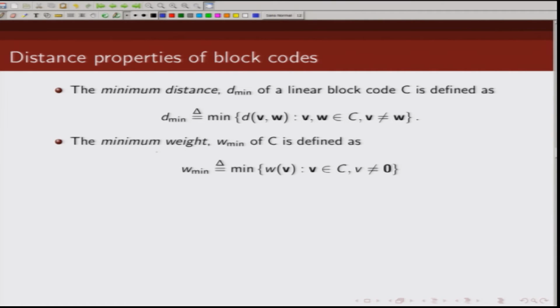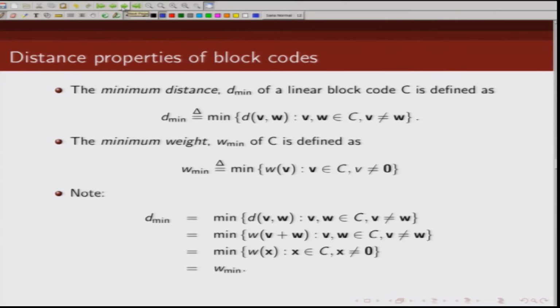Similarly, we will define the minimum weight of a code. The minimum weight of a code is defined as the minimum Hamming weight of a non-zero code word v belonging to this linear block code C. It is easy to show that the minimum distance of a code is nothing but the minimum weight non-zero code word of a linear block code. So, let us see how we can show this.